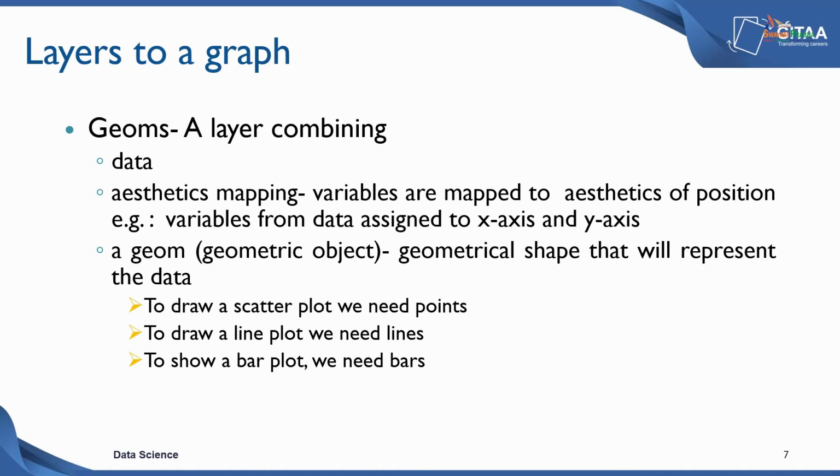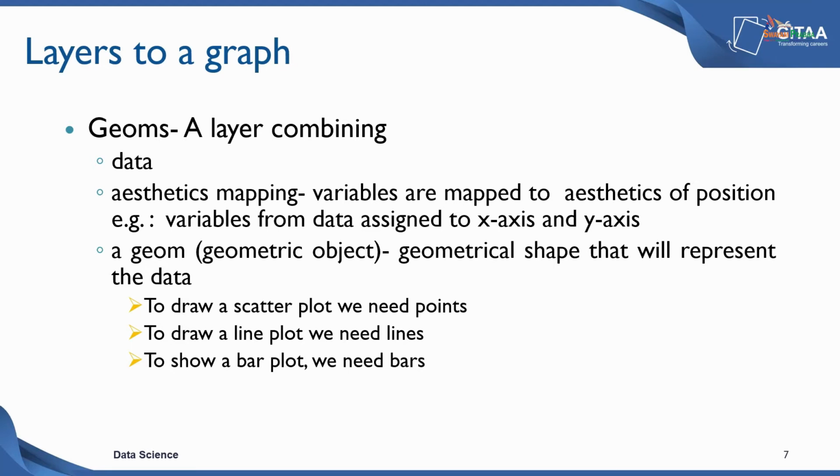So the first layer is called geoms. It's a layer that consists of the data. So you have a chosen data. Then we go to aesthetics mapping, where variables are mapped to the aesthetics of position. If I have a data set and I have my variables in mind, then I just want to map them to a certain axis. So let's say I have a rectangular coordinate system, also called Cartesian coordinate system. So since this is a rectangular coordinate system, I have an x-axis and a y-axis. So I'm going to map the two chosen variables to x-axis and y-axis respectively.